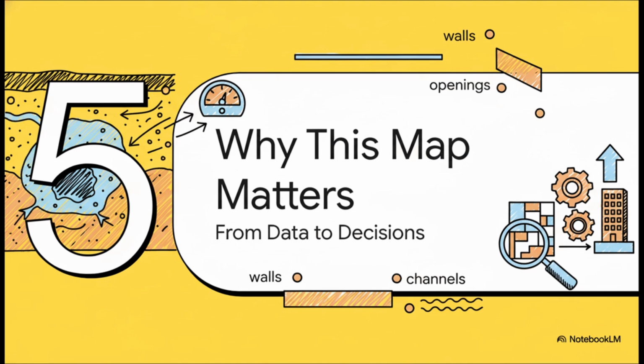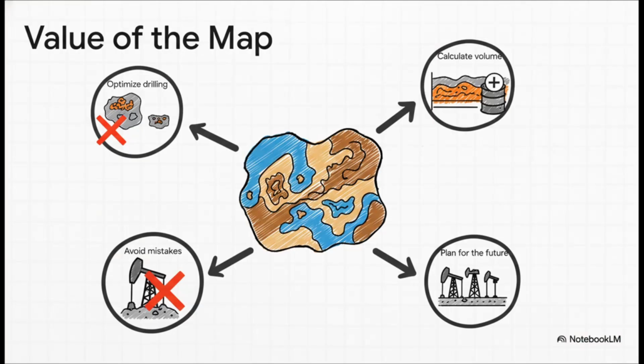But why go through all this trouble? Why does this invisible map actually matter? It matters a lot, because this map drives decisions worth millions, sometimes hundreds of millions of dollars. Knowing the reservoir's shape helps companies figure out the best place to drill their next expensive well. It lets them accurately calculate how much oil or gas is actually down there. It helps them avoid making a costly mistake, like drilling into a tiny dead-end pocket. Basically, this map lets them create a smart, strategic plan for the entire life of the field.